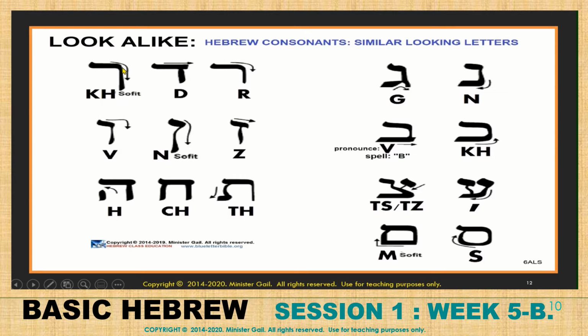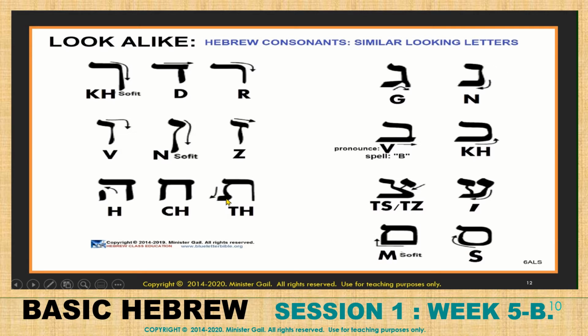So you have the KH, sofit, chach, for the crown. D for the door has an edge. Resh is longer at the top, ruling or reigning, R-E-I-G-N. Z, zayin, seven, sword. N, nun sofit, air or seed, S-E-E-D, and it falls below the line. V, vav, man or nail.